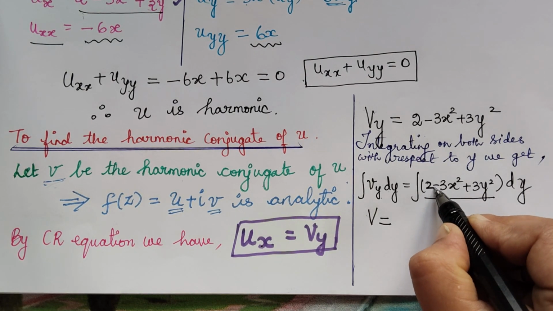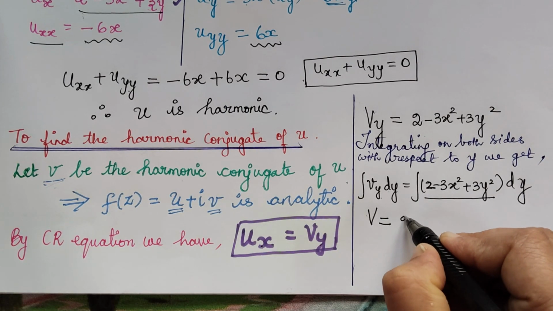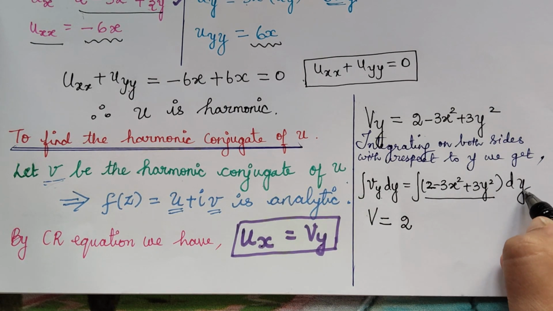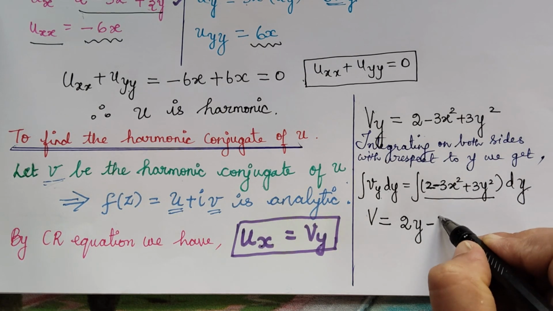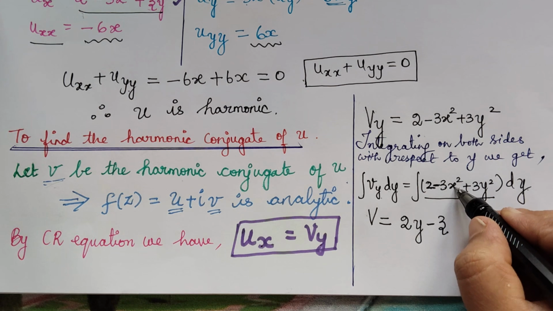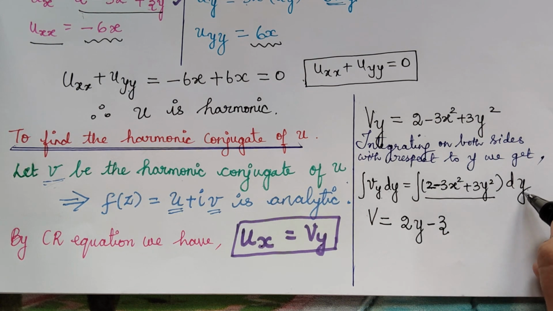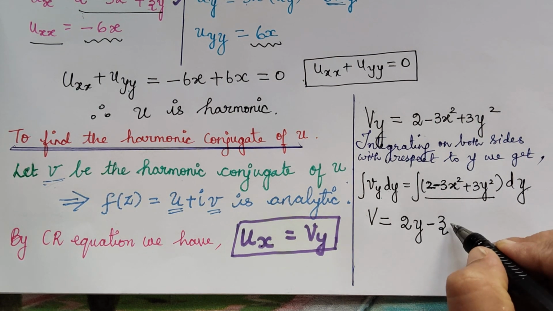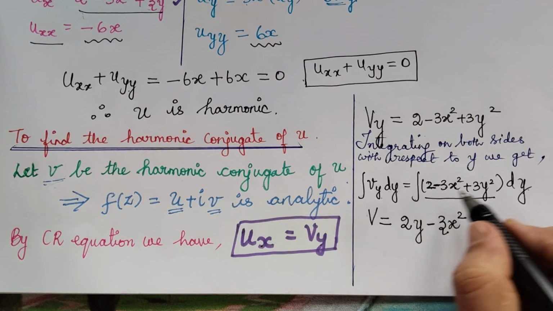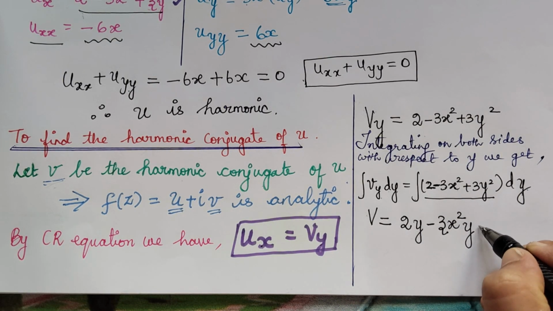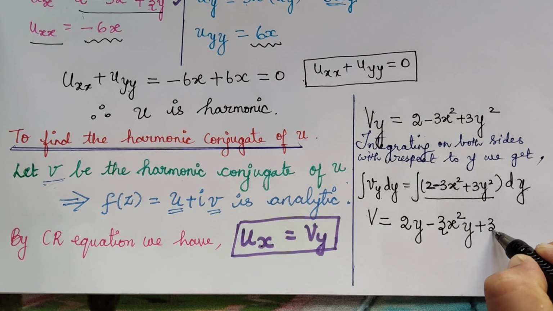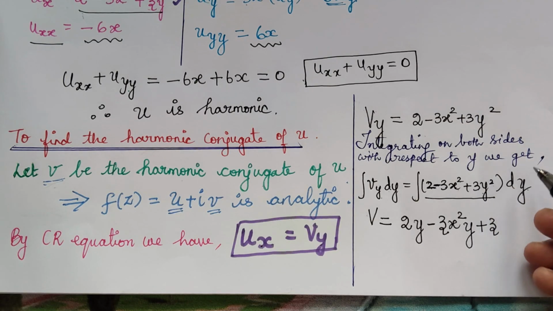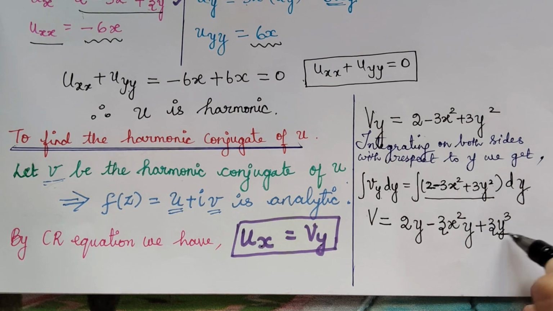So what is the integration of the constant 2 with respect to y? 2 comes as it is, and the integral dy gives y. Then this minus 3 is a constant which comes as it is. x square will also be treated as constant since we are integrating with respect to y, so x square also comes as it is. So we will be having integral dy, which is y, plus, now here 3y square we have. So 3 is a constant, it comes as it is. Integration of y square will be y power 3 divided by 3, plus a constant of integration.